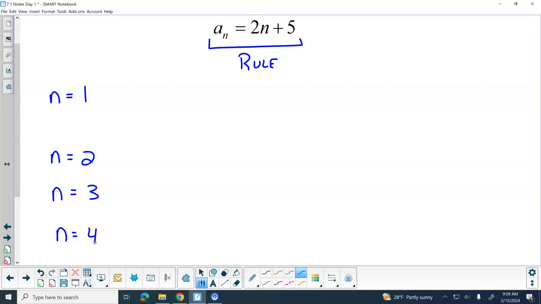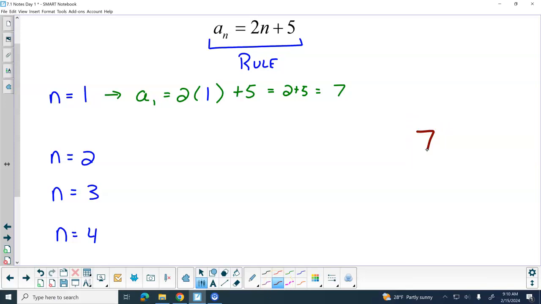So if I'm looking for the first term, then that would be a sub 1, not a1. We're not putting some make-it-taste-good stuff on top of our steak, okay? And we're not using A1 the sauce. We're going a sub 1, the first term. That is going to equal 2 times 1 plus 5. 2 times 1 is 2. 2 plus 5 is 7. So my first term is 7.